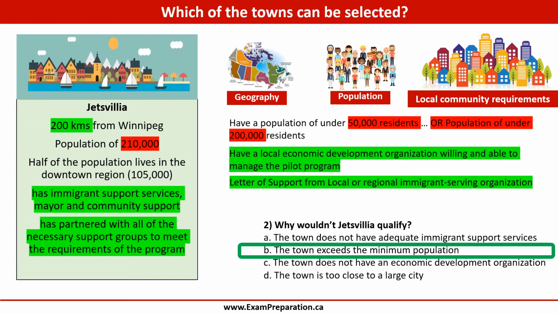And the town is too close to a large city. That's a tough one as well, right? So it's a bit vague. And the town is actually a large city because it has 210,000 people, but there's no indication that there is, of course, a big city next to it that would disqualify Vilia from this program. For that reason, of course, we saw that the population is the reason why Vilia is not selected or would not be selected for this program.